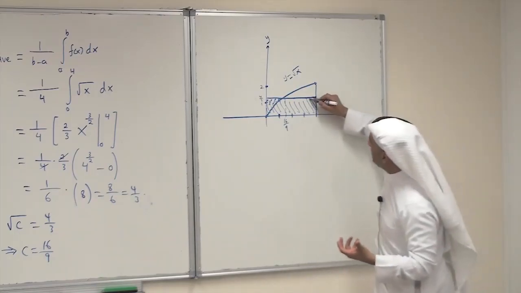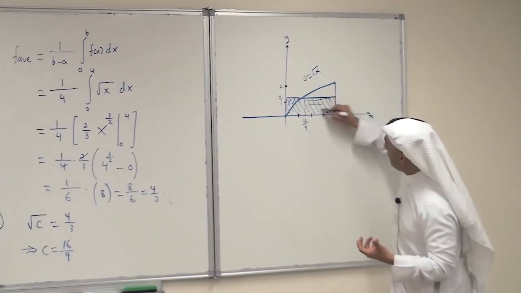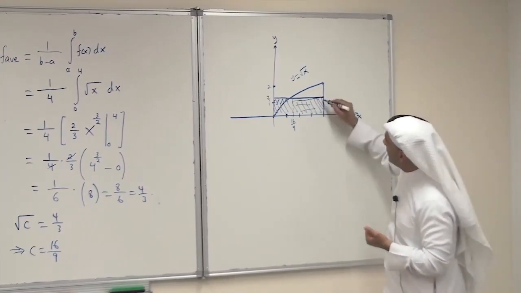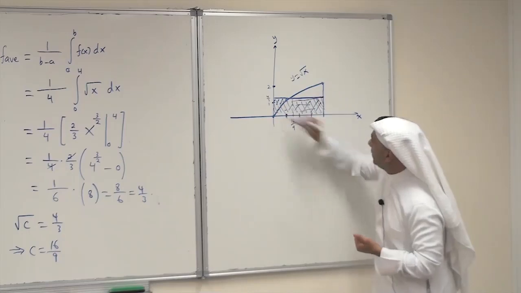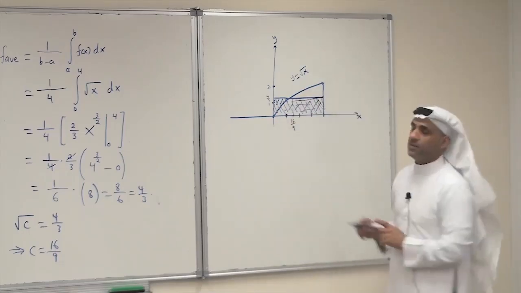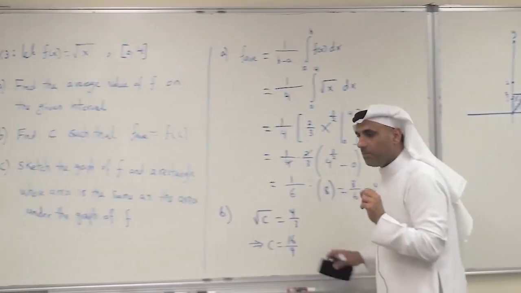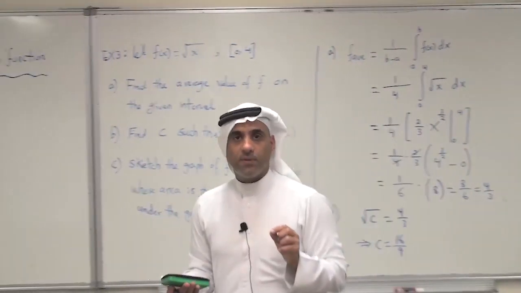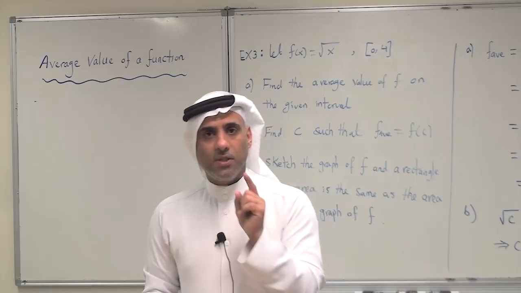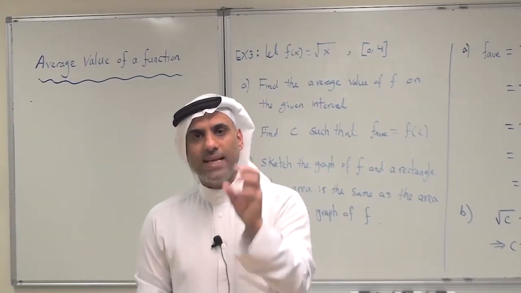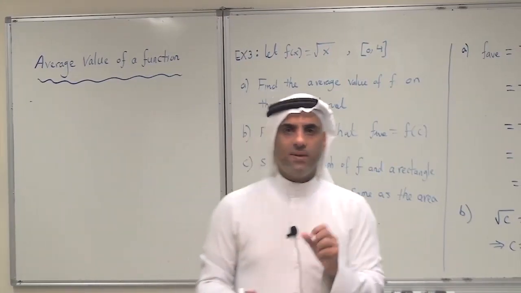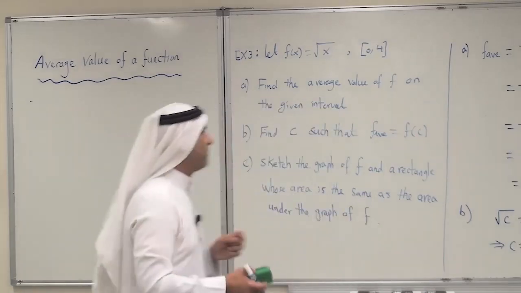The idea here that is gained by the mean value theorem says the area of the rectangle we are drawing here is exactly equal to the area under the curve. That is the result of the mean value theorem and the formula for finding the average. I will show you another application or another example about the mean value theorem in the following exercise.